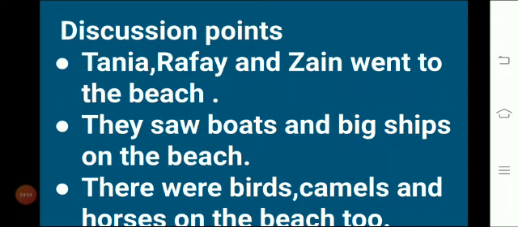Now, who are Tanya, Rafe and Zain? They are siblings. And what are boats and ships? What's the difference between boats and ships? Boats are small. Few people can sit there and we can take a boat in the sea without a motor. We use the oars to move it in the water. But in big ships, you can move other heavy things also from one place to another. And we can find birds, camels and horses on the beach also.